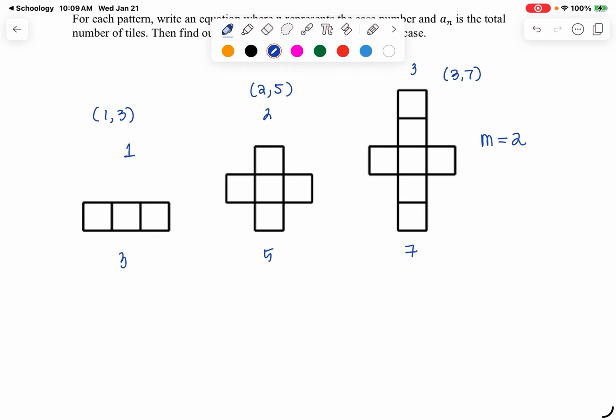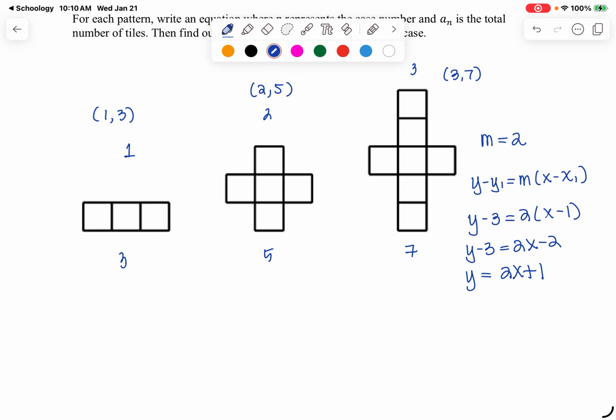All right, so now we can use the equation of a line, y minus y1 equals m times x minus x1. Throughout this chapter, I'm going to teach you a faster way of doing this, but this is a way that will work because we already know how to do it. So y minus 3 equals 2 times x minus 1. y minus 3 equals 2x minus 2. Add 3 to both sides. y equals 2x plus 1.